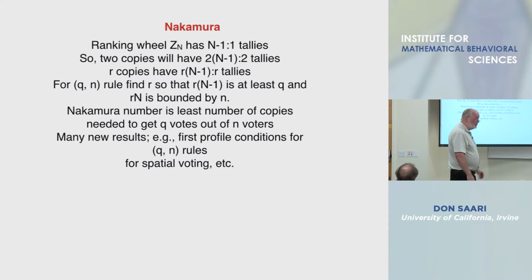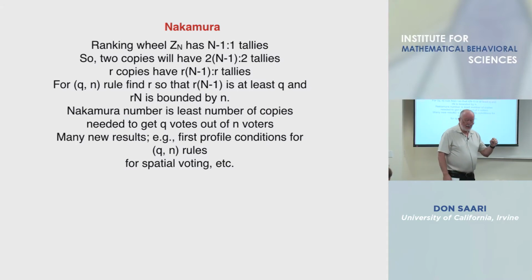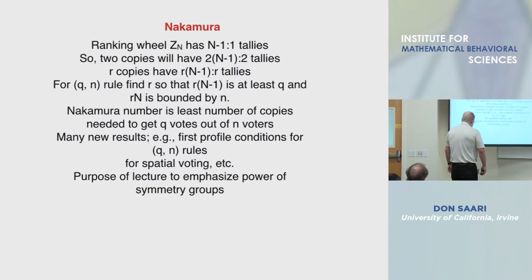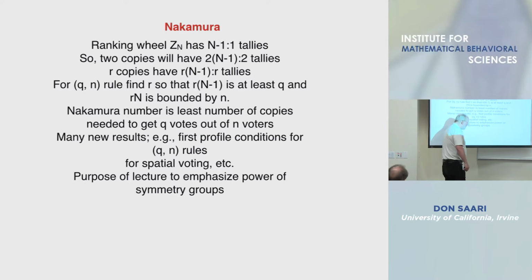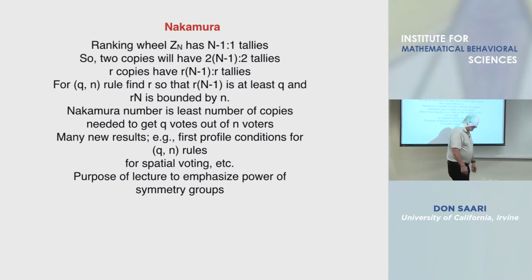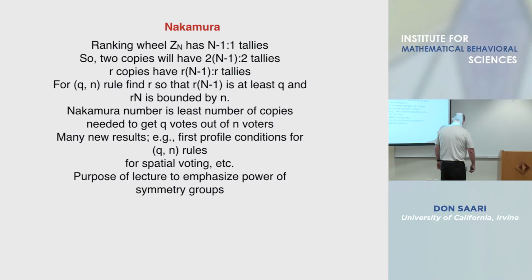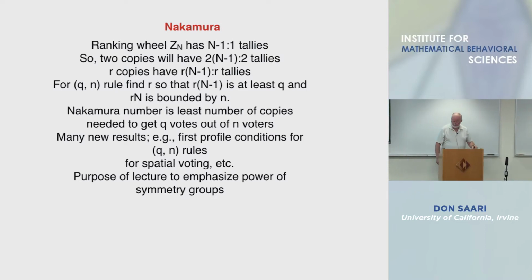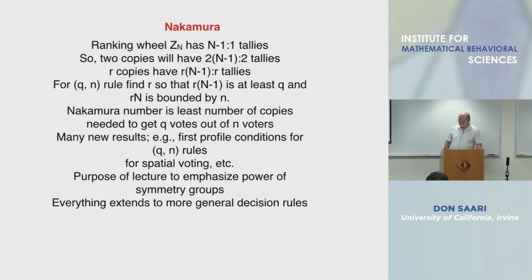New theorems for spatial voting, for those who know the terms: core, various other things. When do you have a core? When is it going to be structurally stable? They all come from ranking wheel type results. And so really, the purpose of this lecture was to emphasize the power of symmetry groups in understanding what can happen. And really, fortunately, everything extends to more general groups.